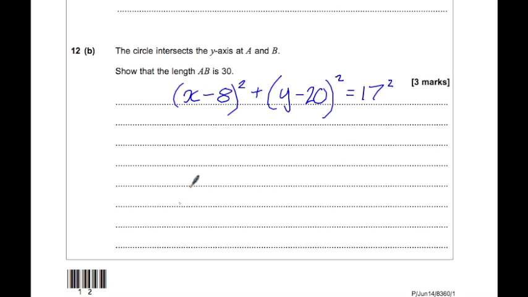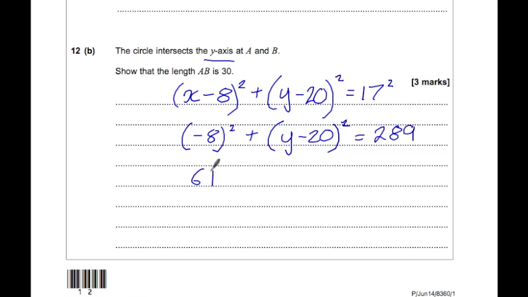So if we're working out where it crosses the y-axis, that means we're going to make x equals 0. So this will become minus 8 squared plus y minus 20 squared, and that's going to equal 17 squared. Given this is a non-calculator exam, you cannot, like me, put this in your calculator. You would actually have to do the long multiplication, however you want to work it out. So 17 squared is 289. So now this becomes 64 plus y minus 20 squared equals 289.